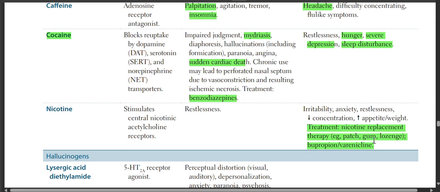So let's say someone starts with five nicotine patches a day. Then over the next month, you want to reduce it to, let's say, two, and then the next month you can reduce it to one patch a day, and then slowly you can reduce the dosage. So that is how these nicotine replacement medications work.